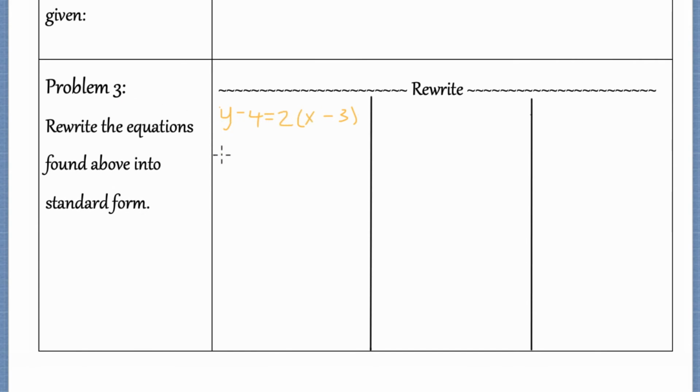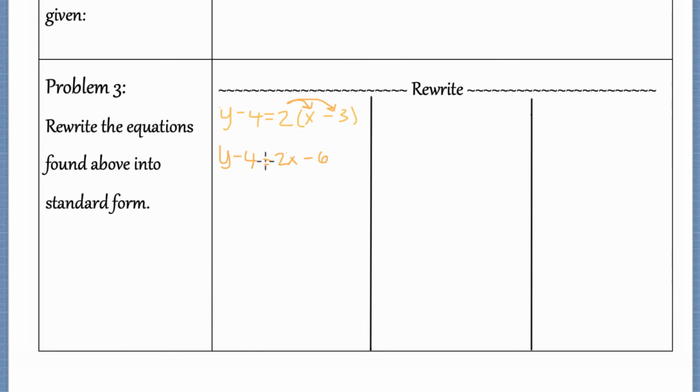So we're going to do that, and it's going to give us y minus 4 is equal to, and then we're going to distribute 2 times x, which is going to give us 2x, and then 2 times negative 3, which is going to give us minus 6. So now we have y minus 4 is equal to 2x minus 6.